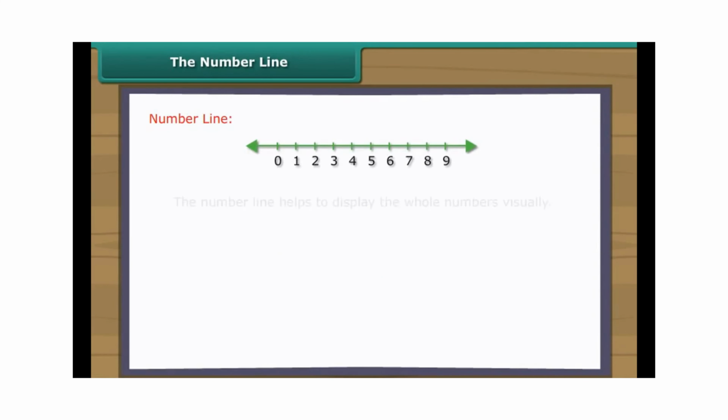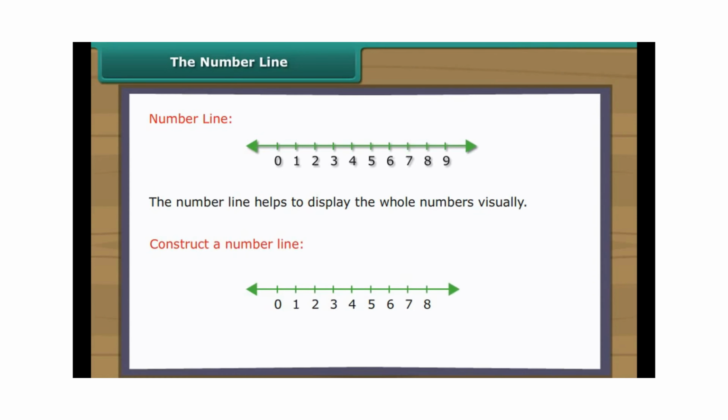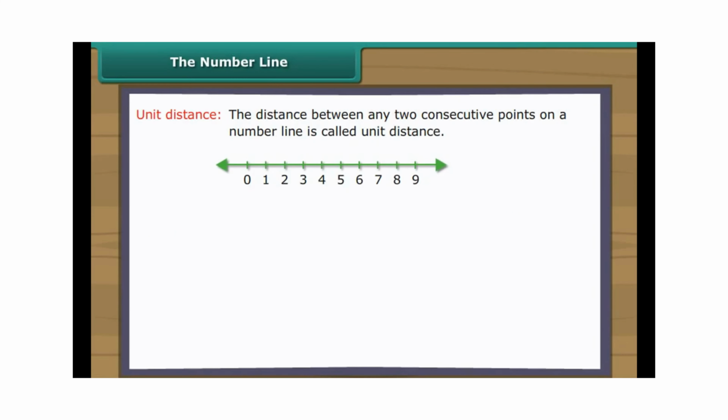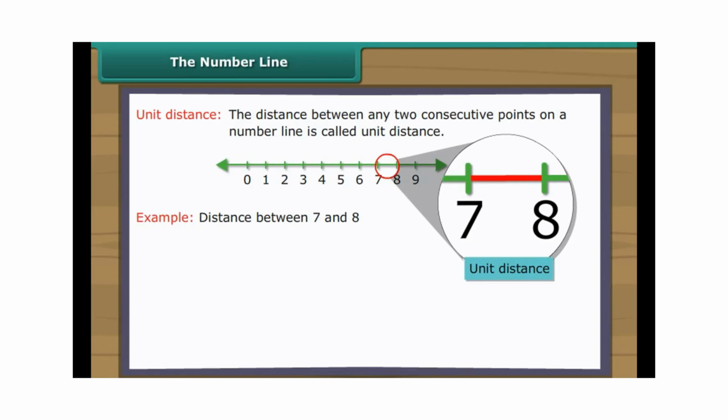The number line. The number line helps to display the whole numbers visually. To construct a number line, we simply draw a straight line and choose any point on the line and label it 0. This point is called the origin. We then choose some convenient length and moving to the right, mark off consecutive intervals, paths, along the line starting at 0. We label each new interval endpoint with the next whole number. The distance between any two consecutive points on a number line is called unit distance. Out of two whole numbers, the greater number comes on the right of the other number on the number line.